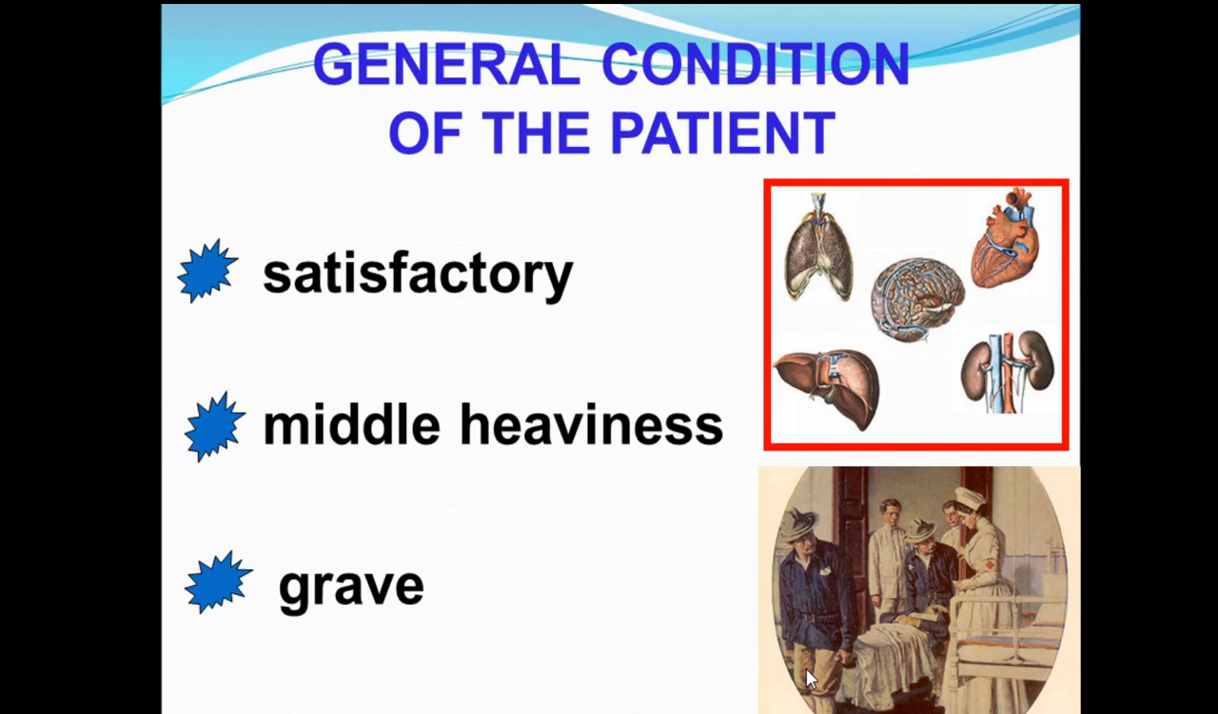A patient with grave condition is usually immediately hospitalized in the emergency aid department because they need constant control of the function of vital organs, and sometimes the activity must be controlled by special apparatus. Middle heaviness patients are hospitalized in usual somatic departments, depending on main diseases, and a patient with satisfactory condition may be treated at home and controlled by the ambulance doctor.